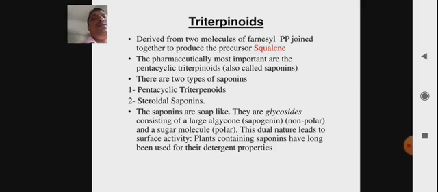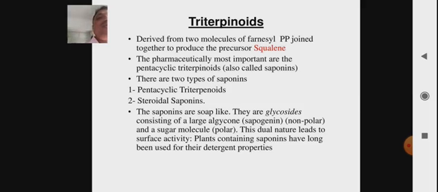Triterpenoids. They are derived from two molecules of farnesyl pyrophosphate joined together to produce the precursor squalene. In short, squalene acts as a precursor for the formation of triterpenoids. The pharmaceutically most important are the pentacyclic triterpenoids. They are also called saponins. There are two types of saponins: pentacyclic triterpenoid saponins and steroidal saponins. Steroidal saponins means tetracyclic.